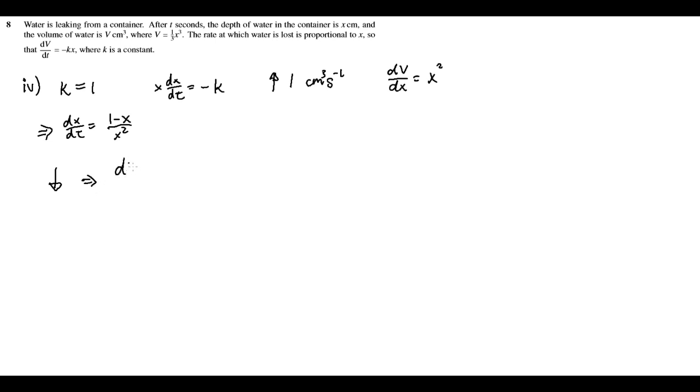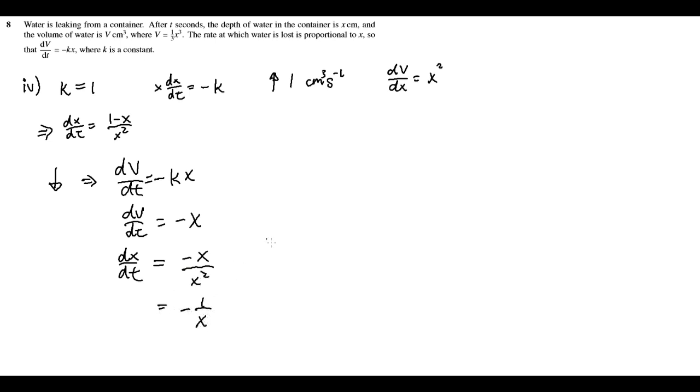we want to find dV/dt first of all, which is minus kx, where k is 1, so dV/dt is equal to minus x, and therefore by multiplying dx over dV, we get that dx/dt is equal to minus x divided by x squared, which gives us minus 1 over x. That's one part of it done, and we need to consider the adding side.